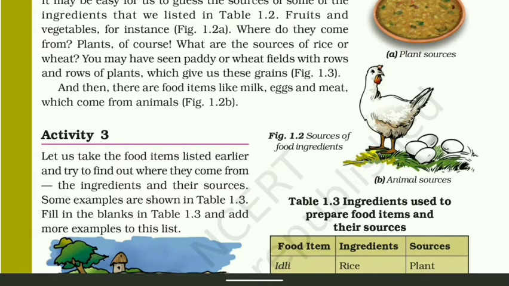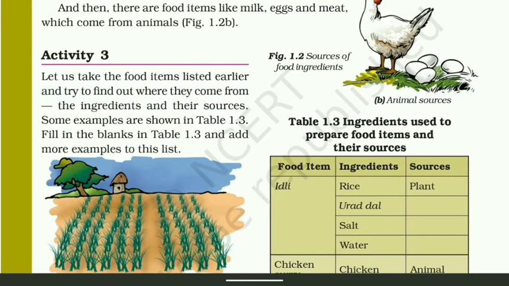Activity 3. Let us take the food items listed earlier and try to find out where they come from. The ingredients and their sources. Some examples are shown in Table 1.3. Fill in the blanks in Table 1.3 and add more examples to this list.